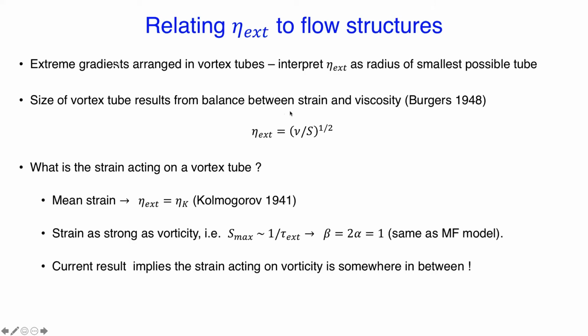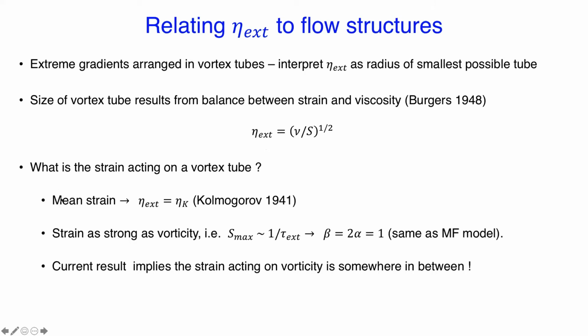In fact, I say Burgers, but this is actually also what the Kolmogorov scale does. If I replace S by the mean dissipation, then this relation essentially will reduce to nu cubed over dissipation to the power 1/4, which is nothing but the Kolmogorov scale. So basically, in a way, what we are saying is, let's define this eta x by not using the mean dissipation, but instead using some other dissipation.